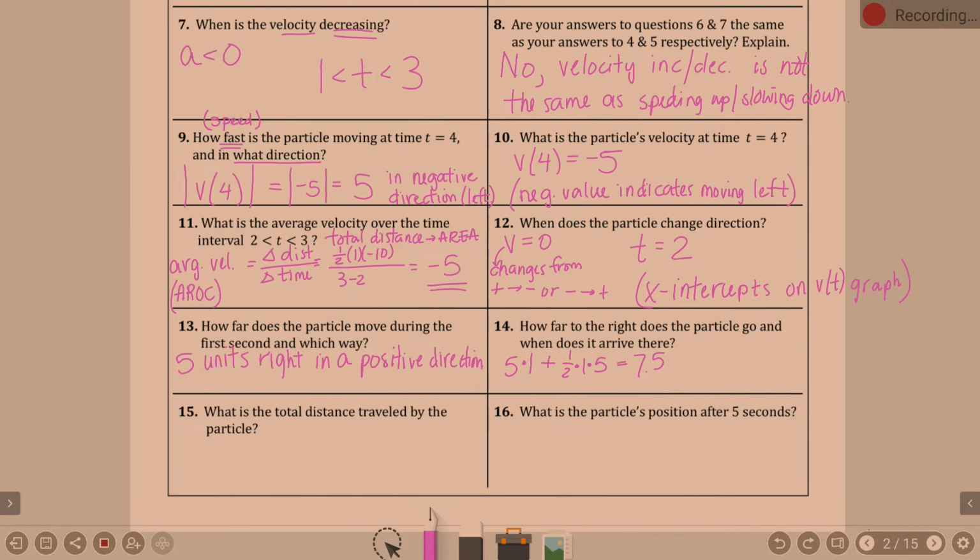So 7.5. How far right does the particle go? 7.5 units. When does it arrive there? At t equals 2.